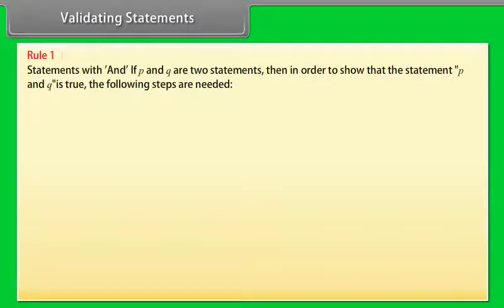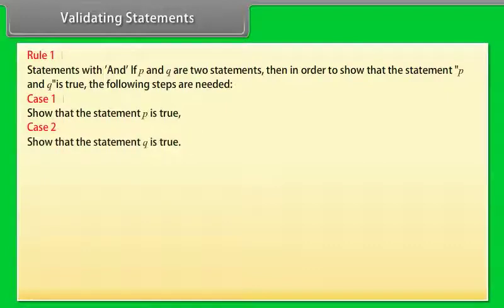Validating statements. Rule 1. Statements with AND. If P and Q are two statements, then in order to show that the statement P and Q is true, the following steps are needed. Case 1. Show that the statement P is true. Case 2. Show that the statement Q is true.